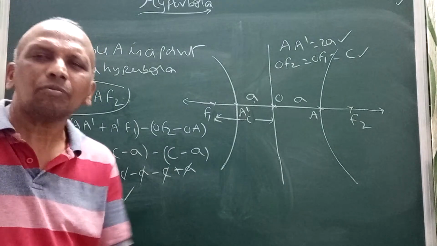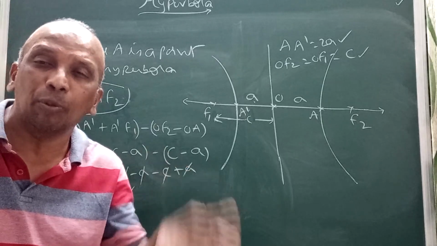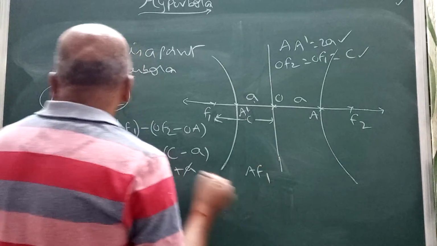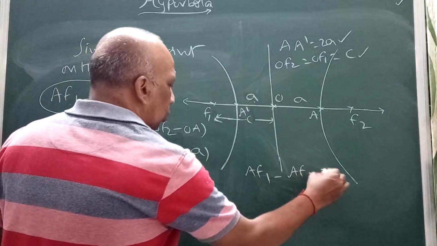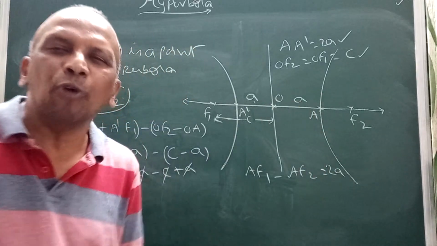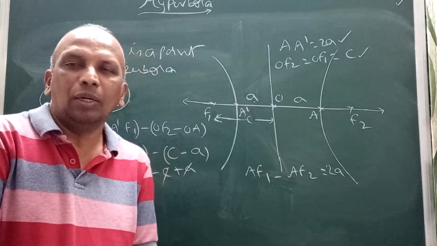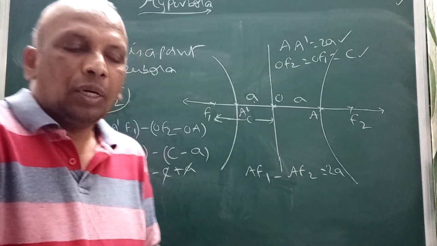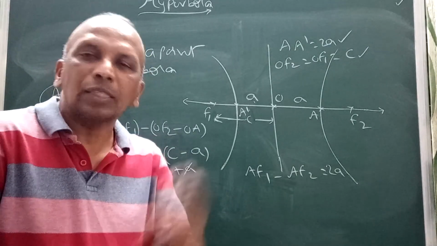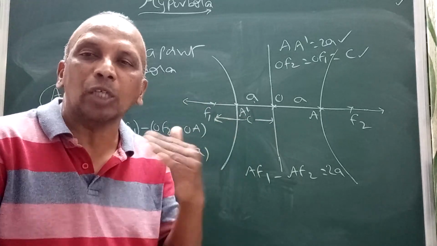Correct. Now, using this relation, we can derive the standard equation of the hyperbola. So we got here A F1 minus A F2 is equal to 2A. Suppose you want to derive the standard equation of the hyperbola, I'll tell you what the standard equation is. Generally, if you are talking about the simplest form of the hyperbola, the center should be at the origin, and the foci should be on the transverse axis.